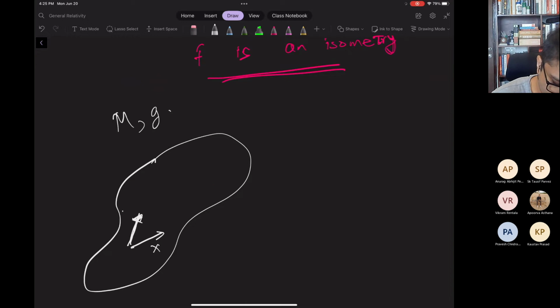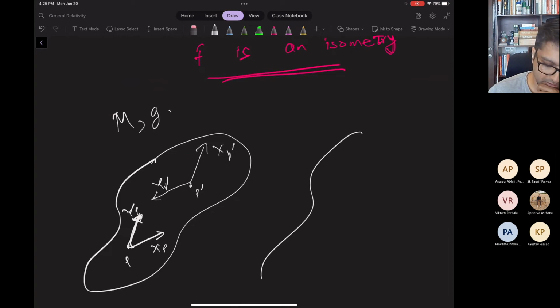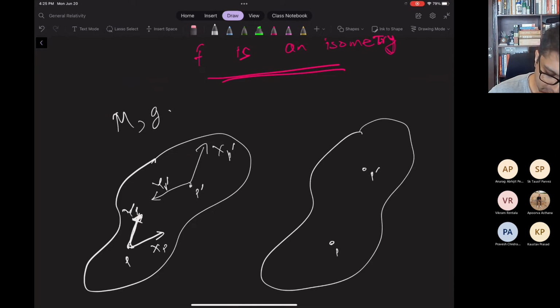And we have two vector fields. So this is X and Y at the point P. And this is the point P prime with the vector fields XP prime and some YP prime, which I'll just draw in some different direction. Okay, this is the copy of the manifold with the point P and the point P prime.